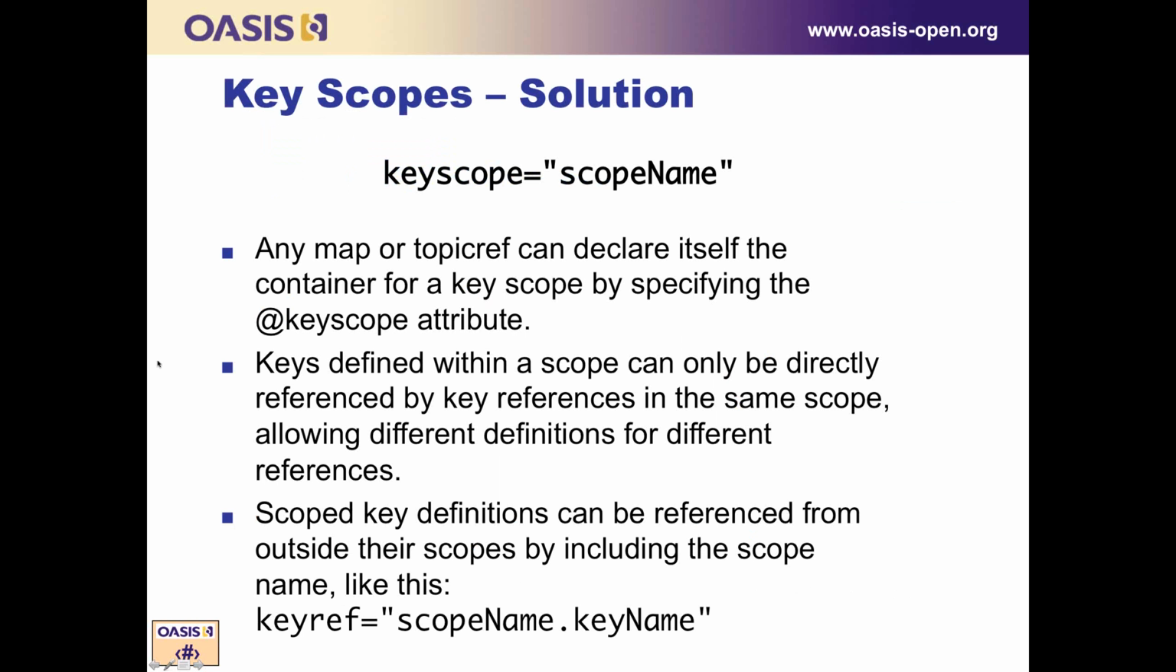And if you want to reference a key that's kind of fenced off in one of these scopes, but you're outside the scope, and I'll talk about specific use cases around this in a minute, what you can do is specify the scope name in your key reference. So you can say keyref equals scope name dot key name, and that will allow you to reference a specific definition for that key in a specific scope. But within a scope, you don't need that qualifier. You just reference keyref equals key name, and in one scope that might lead you to one resource, and in another scope that would lead you to a different resource.